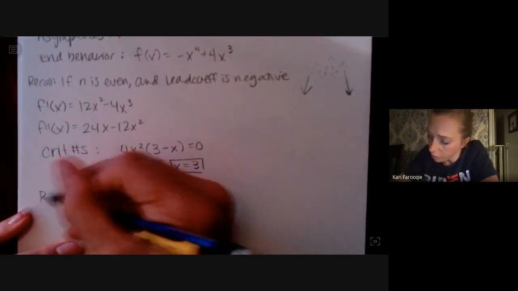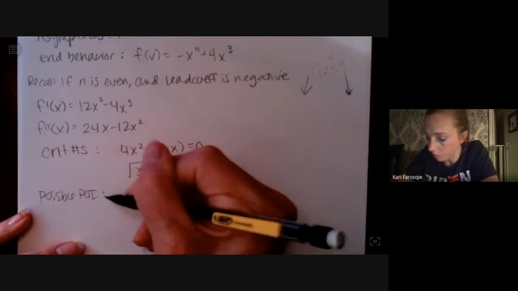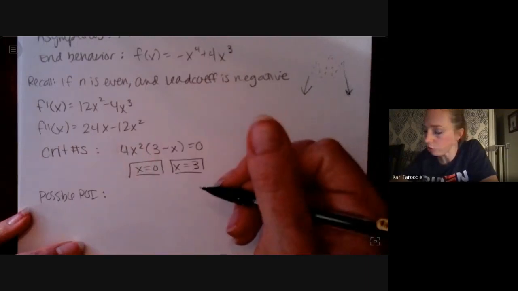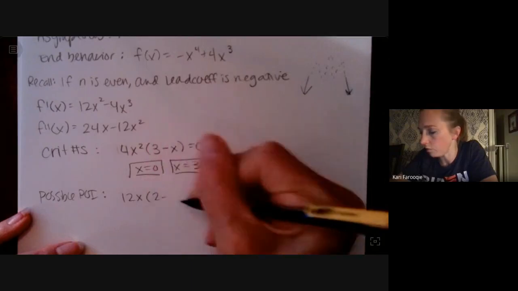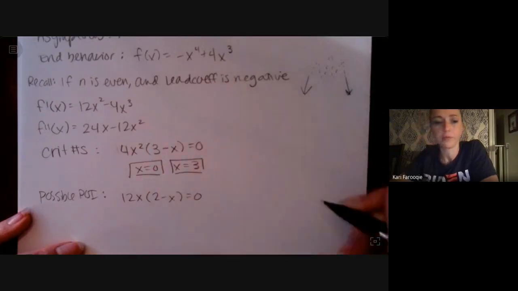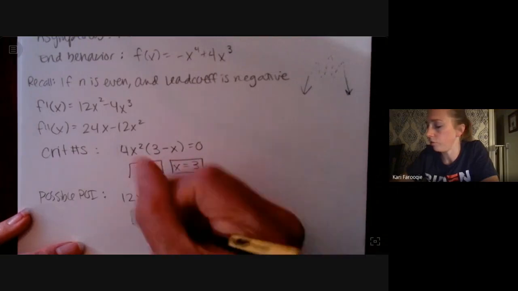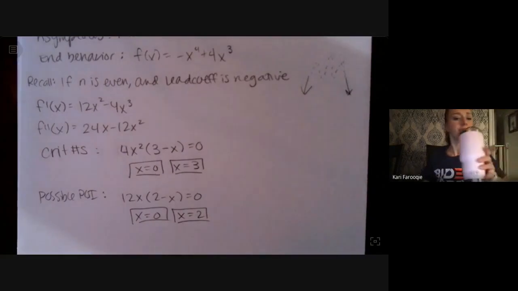To find possible points of inflection, and I'm expecting points of inflection with a polynomial, absolutely, I'm going to do something similar with the second derivative. We're going to go ahead and factor out the common factor, which is 12x. That leaves you with 2 minus x equals 0, which means x equals 0 and x equals 2 are possible points of inflection on your graph.